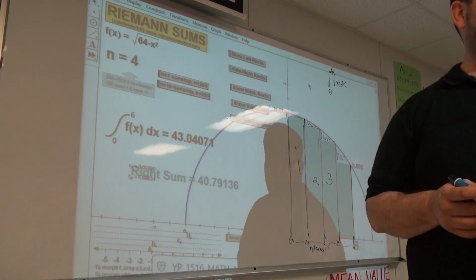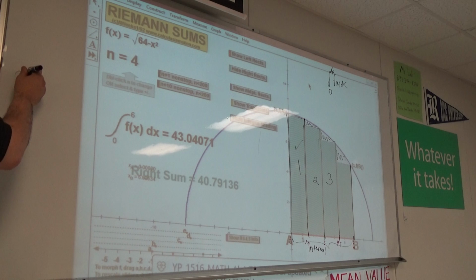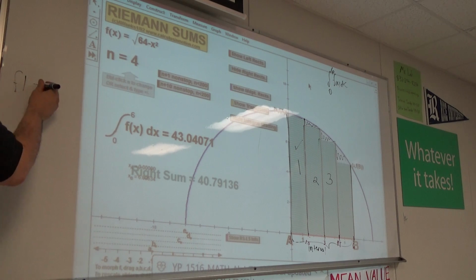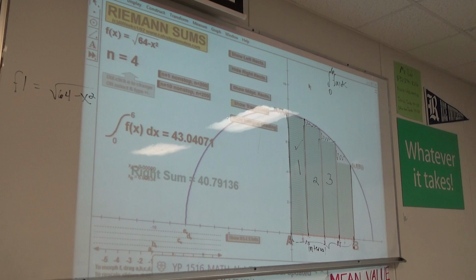Get the answer on your calculator. Now, in order to do this cleverly though, you have to have on your F1 the square root of 64 minus x squared. So if this is not the graph that you have on your calculator anymore, make sure you put that in.